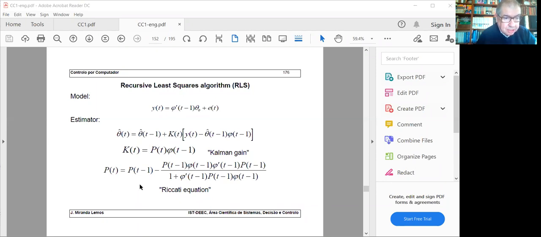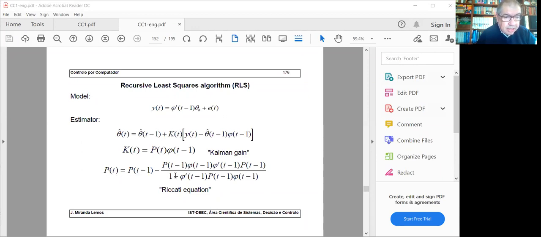And what happens? You are decreasing P. In the beginning, you have no information about the value of theta, so you select the initial value of theta at any value, it can be a vector of zeros. And P is a large matrix, say 1,000 times the identity matrix. That's usually a good choice. This means that you have a lot of error in your initial estimate. And then P converges. So P is decreasing.